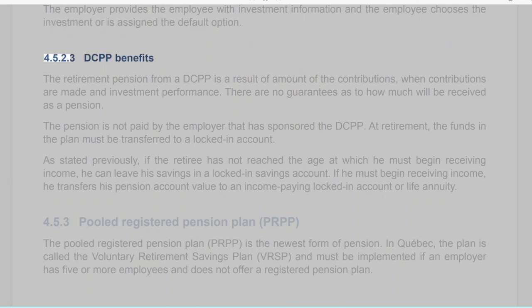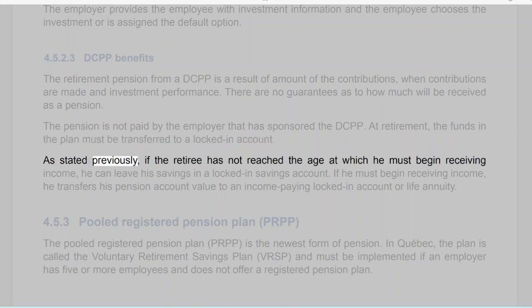4.5.2.3 DCPP benefits. The retirement pension from a DCPP is a result of the amount of the contributions, when contributions are made and investment performance. There are no guarantees as to how much will be received as a pension. The pension is not paid by the employer that has sponsored the DCPP. At retirement, the funds in the plan must be transferred to a locked-in account.